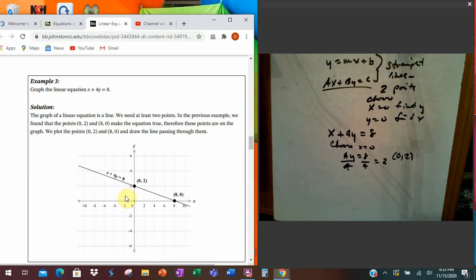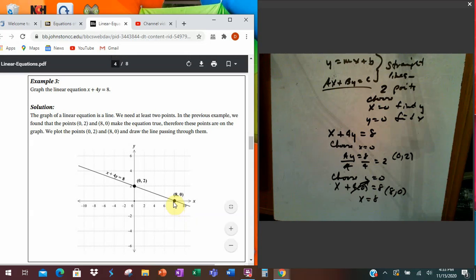If I go over here and look, that's what they've done, draw that point 0, 2. Then I'm going to choose y is equal to 0, and I get x plus 4 times 0 is equal to 8. That's 4 times 0, and I get x is equal to 8. So 8, 0 is my second point. Then I get my straight edge, the edge of a book or a ruler, and draw a straight line through those points.